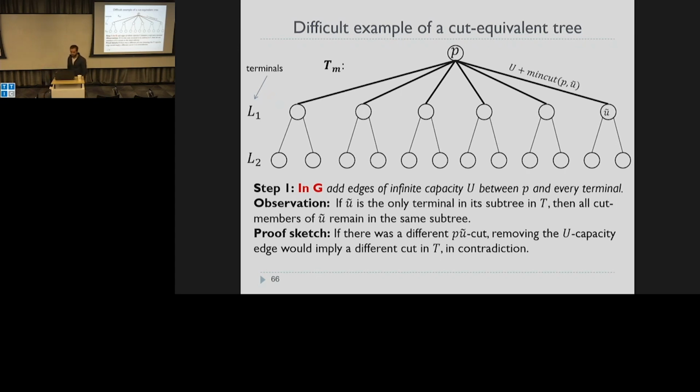Okay, and the proof sketch is that if it didn't look the same, if it looked different, if there was another cut, not the one that was there before, then you could just remove the heavy edges that you added, and you would have gotten a smaller cut, in contradiction, because we assume that there's only one Gomory-Hu tree.